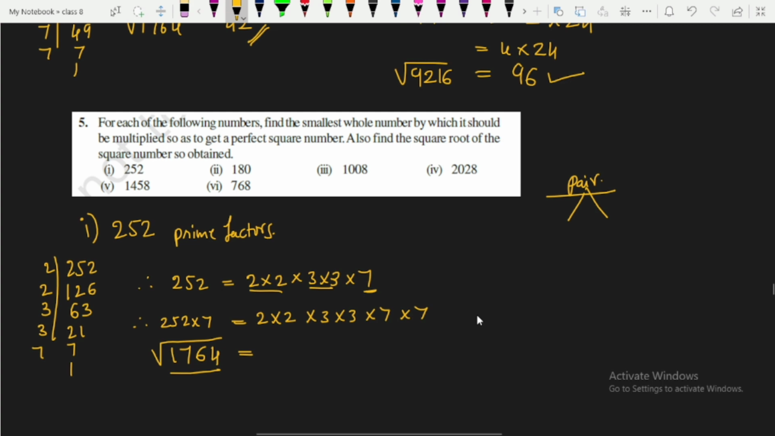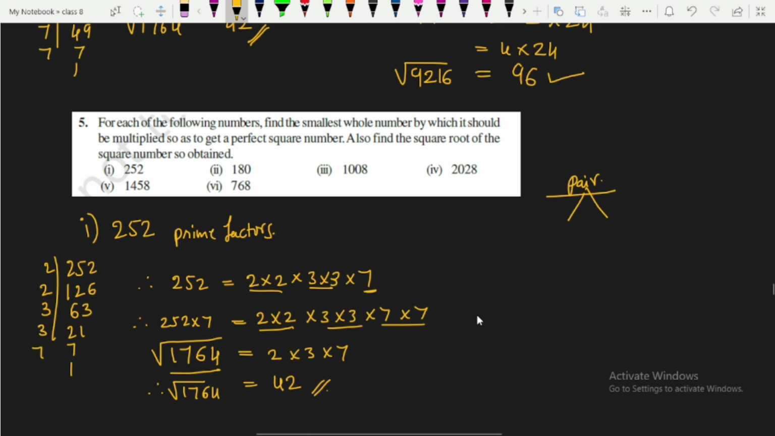To find the square root of the number obtained, from each pair we write one number, that is 2, this is 3, this is 7. So the square root of 1764 is 2 3s are 6, 6 into 7, which is 6 7s are 42. Therefore the square root of 1764 is 42.